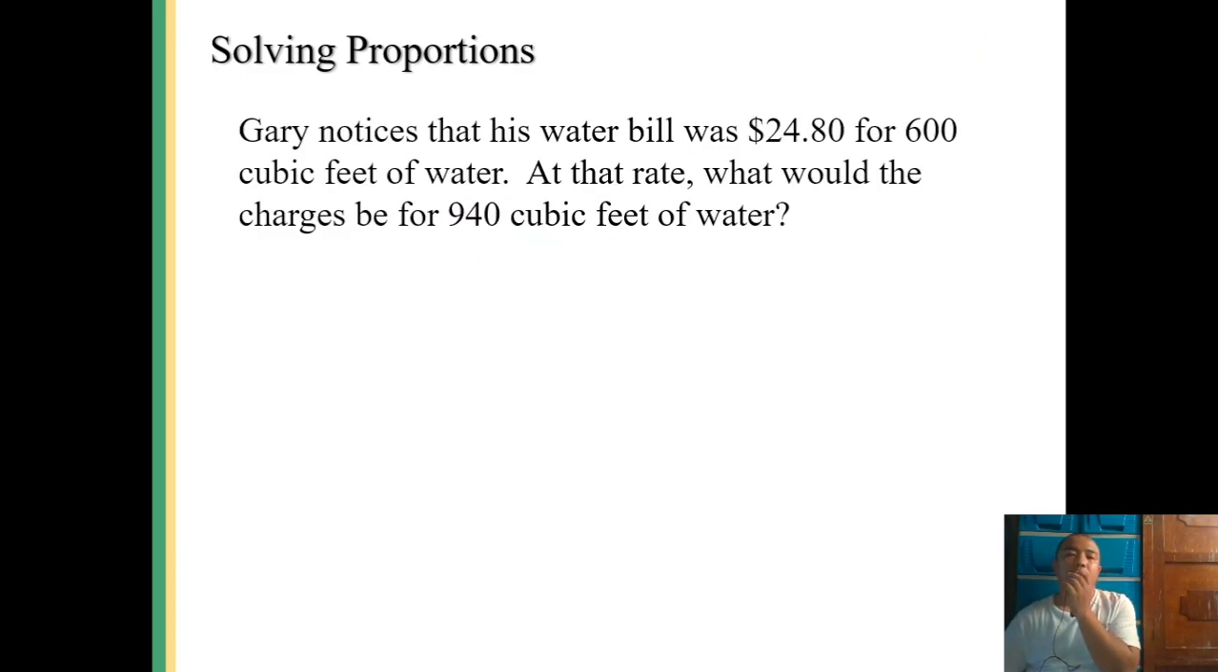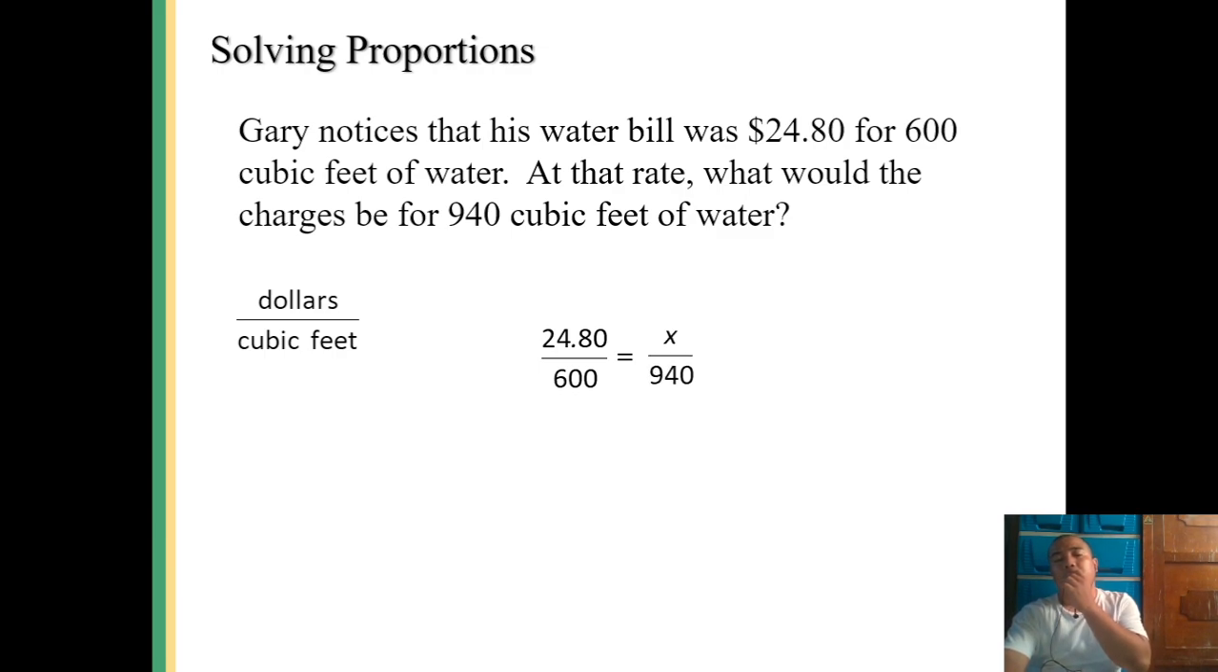Now let us solve proportions with the following word problems. Gary notices that his water bill was $24.80 per 600 cubic feet of water. At that rate, what would the charges be for 940 cubic feet of water? So the ratio will be dollars over cubic feet. So that means 24.80 over 600 is equal to x, what is the rate, when the cubic feet of water is 940. So that will be our equation now.